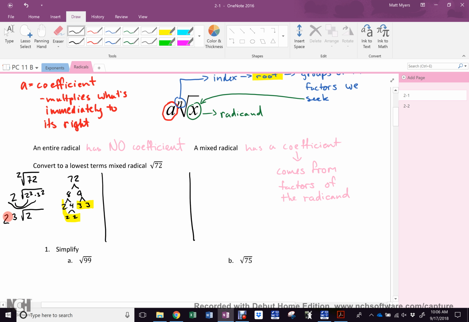So now I have 2 numbers in front, which means they're both coefficients. What do coefficients do? Multiply. 2 times 3 is 6, and I left a 2 under there.